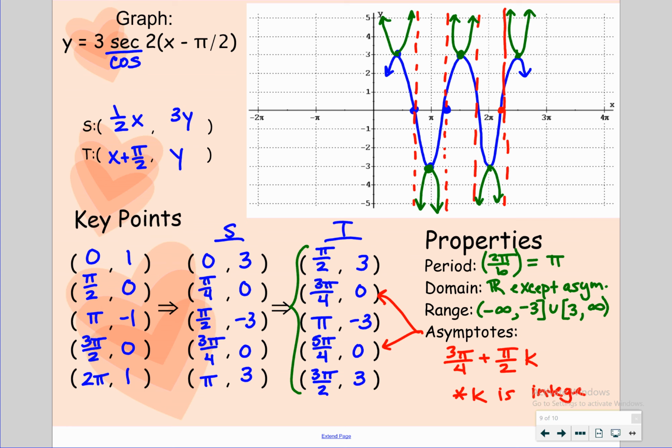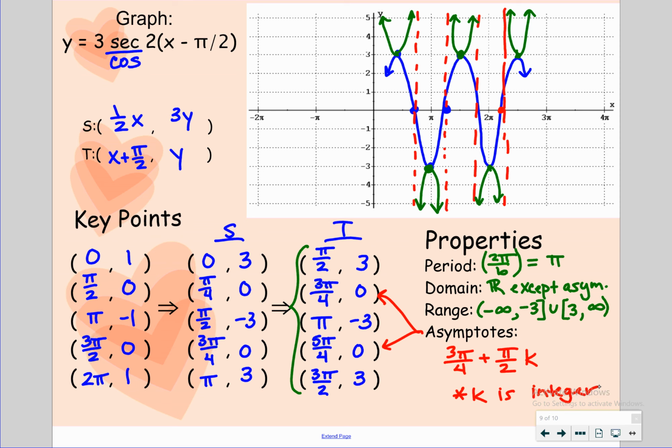Now it doesn't ask on here, but what would the zeros be? None, because the green graph doesn't touch the x-axis at all. What would the phase shift be? Positive pi over 2 would be the phase shift. Yes. Okay. It's the period divided by 2 for these.